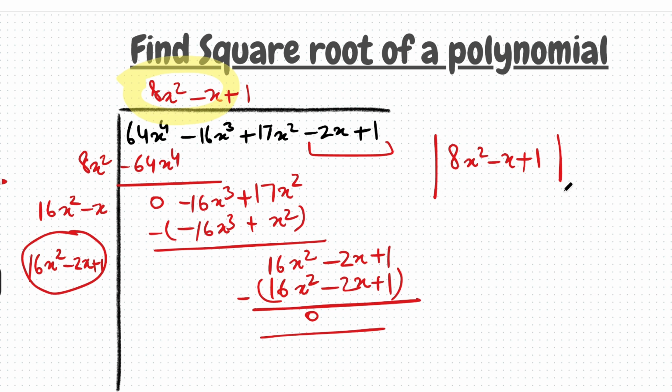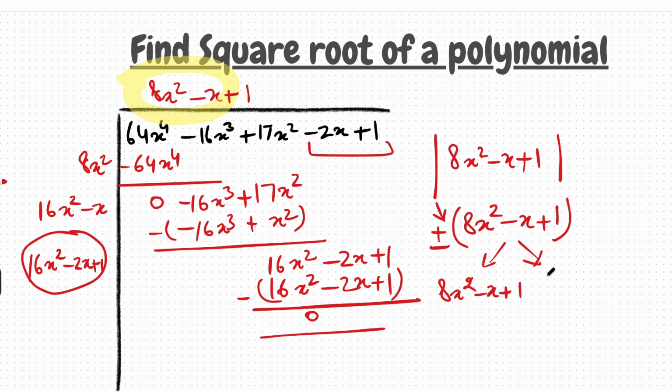So what these two vertical lines mean is that they represent plus and minus. So this vertical line represents plus and minus. So we can rewrite it like this, 8x square minus x plus 1 in brackets, and then we can split it into these two parts. So one would be 8x square minus x plus 1, and the other would be the negative of this. So if you open the bracket, we'll get minus 8x square plus x minus 1.